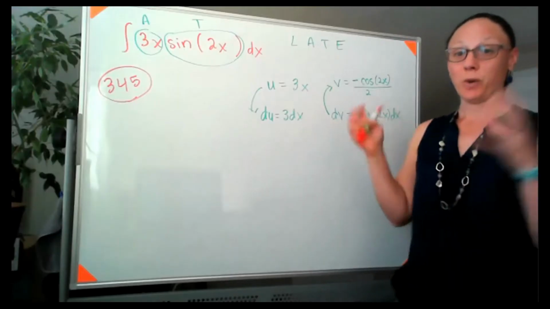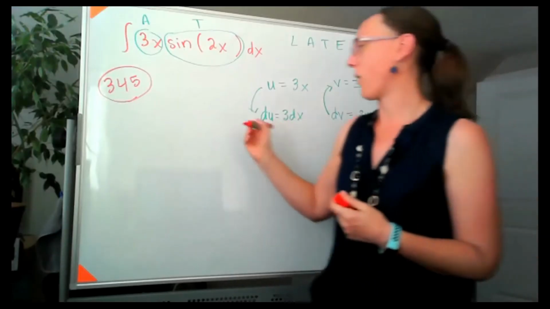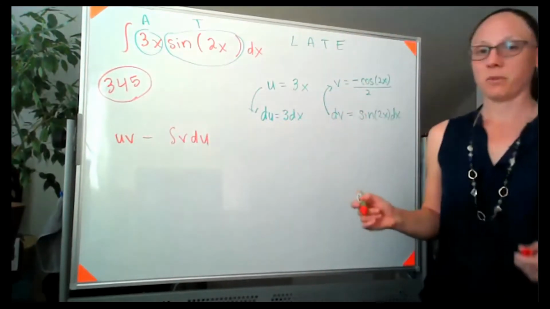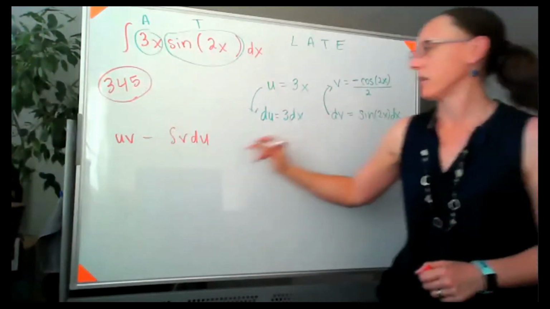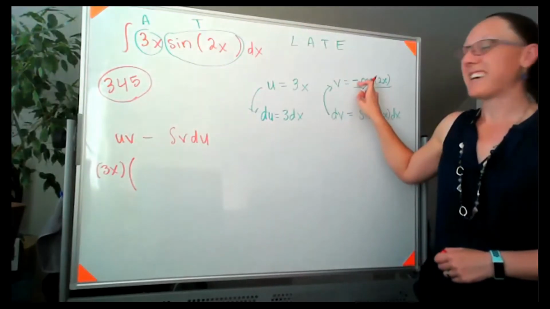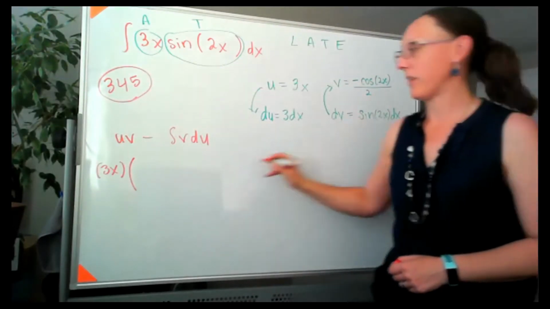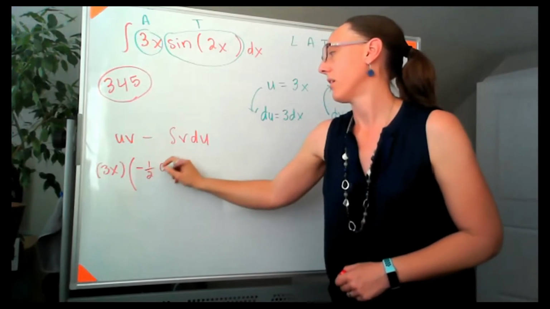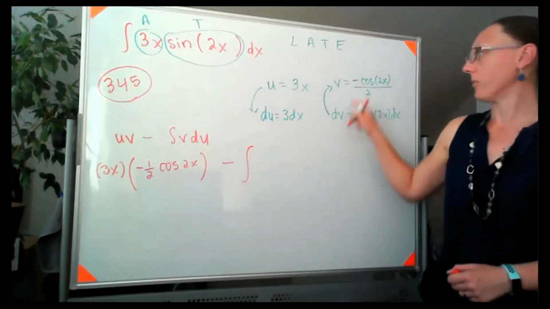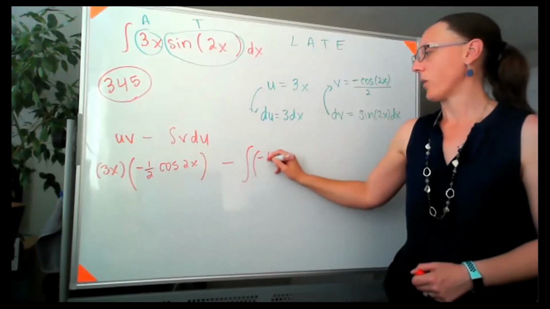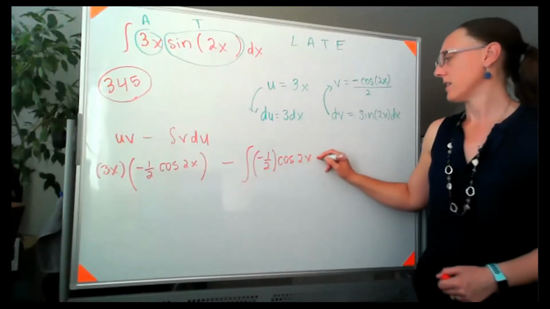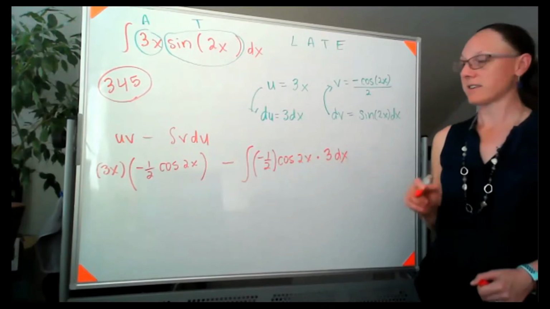Back to this. When I put everything together into our ultraviolet voodoo formula, I've got u times v, so 3x times, then we're going to take that negative and the 2 in the denominator and call that negative 1/2 cosine 2x, minus the integral of v du. So negative 1/2 cosine 2x times 3 dx.